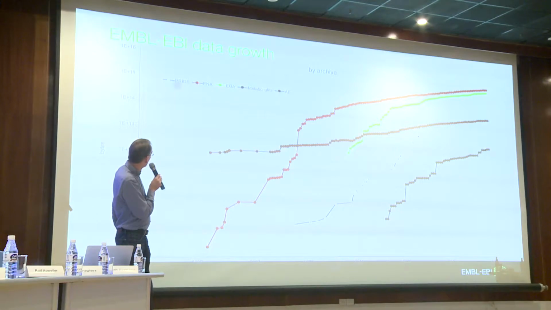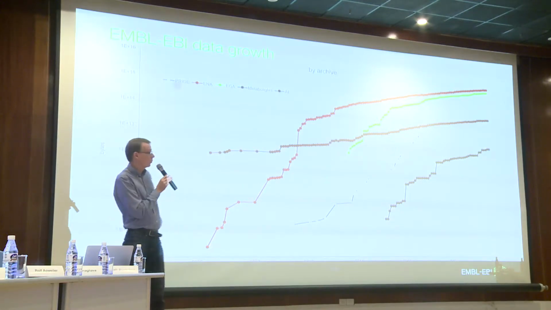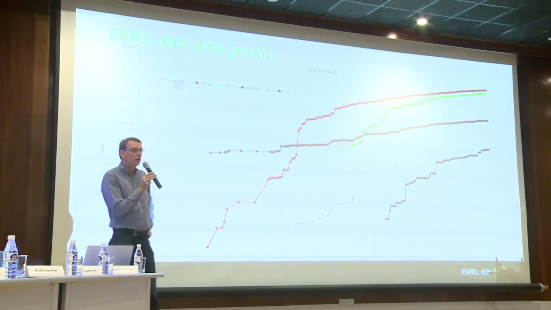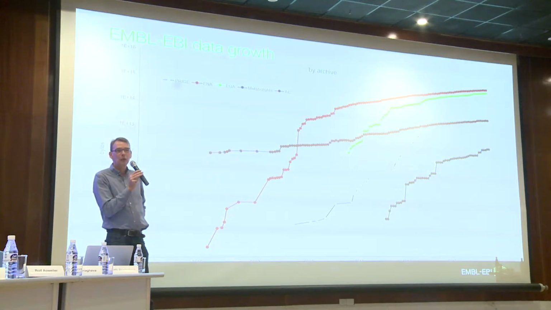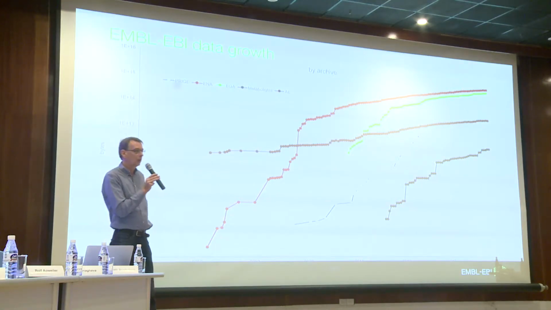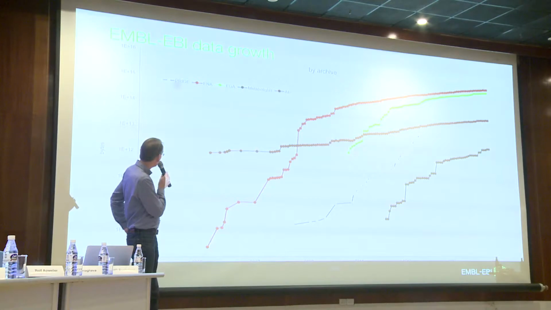The brown line there in the middle, that is Array Express. You can see it's still growing, but using arrays in science is a sort of dying art. People still have the machines, their equipment, so they still use it, but it will at some stage go out of business and will be replaced by RNA sequencing completely.